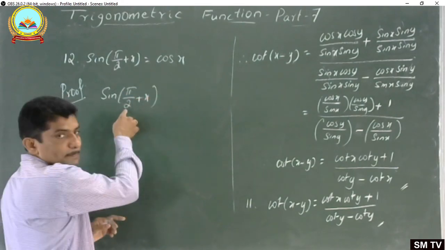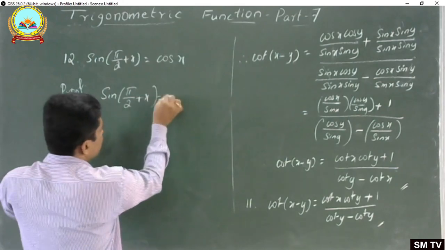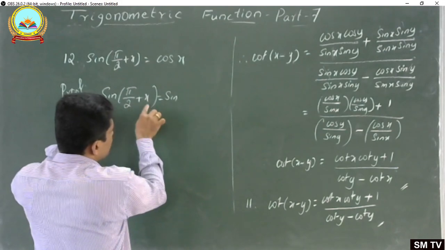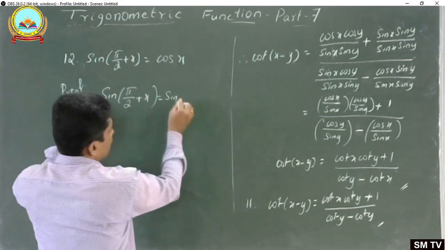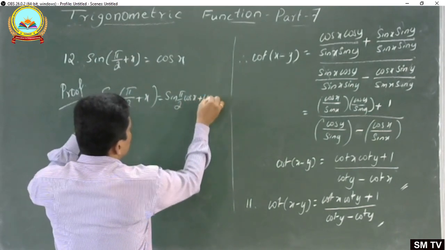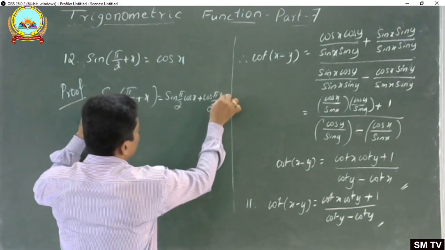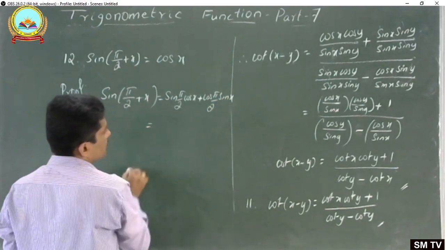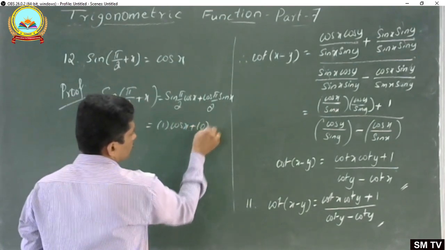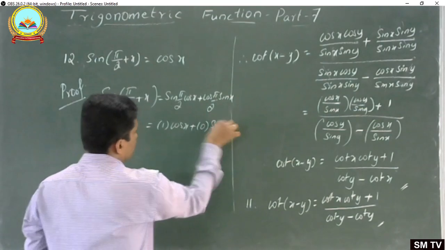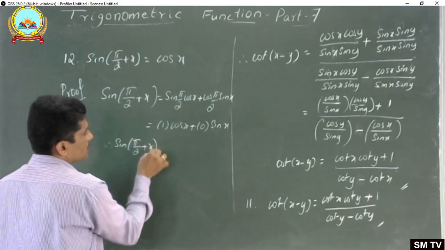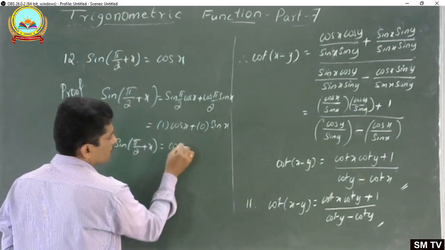Here x means pi by 2, y is equal to x. Expanding this using compound angles, sine of x plus y is sine x into cos y plus cos x into sine y. Sine of pi by 2 into cos x plus cos of pi by 2 into sine x. Is that clear? This value is equal to sine pi by 2 means 1 into cos x, cos pi by 2 means 0 into sine x. Therefore, we can say that sine of pi by 2 plus x is equal to 1 into cos x, which means cos x.